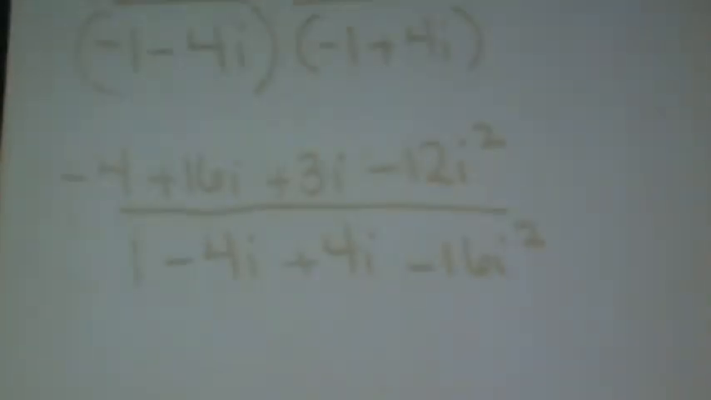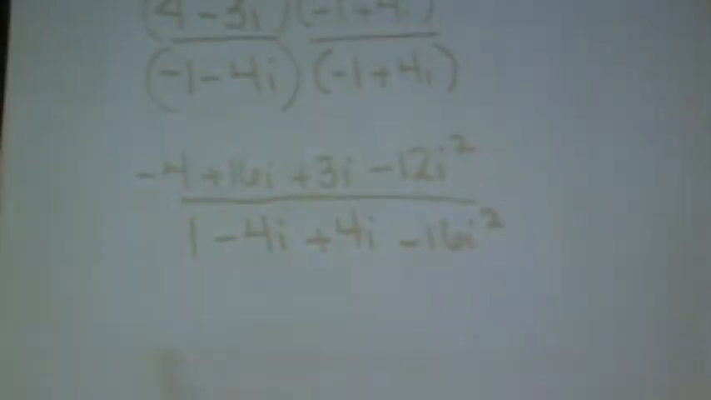Look at the numerator, what does this become right here? Positive 12, because i squared is negative 1 times negative 12 is 12. So this goes to 12. What do you do with that 12 and this? You add them up and you get 8, right? And can you add these two up? Yeah. What do you get? 19i. Cool? All right, go to the bottom.